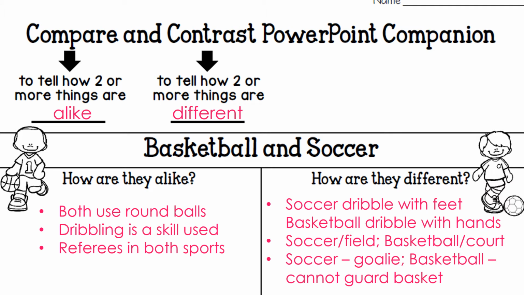So on my notes-taking page under How Are They Different, I'll write soccer dribble with feet, basketball dribble with hands. Soccer plays on a field, basketball plays on a court. Soccer, you have a goalie. Basketball, you cannot guard the basket. And you may notice that I haven't used complete sentences here. I've just put bullet points of the key things that I am comparing and contrasting between basketball and soccer.